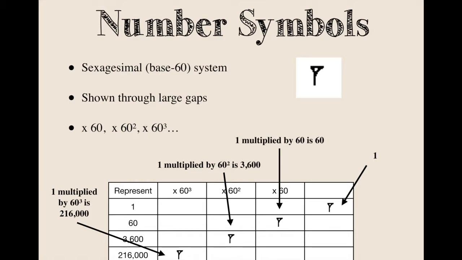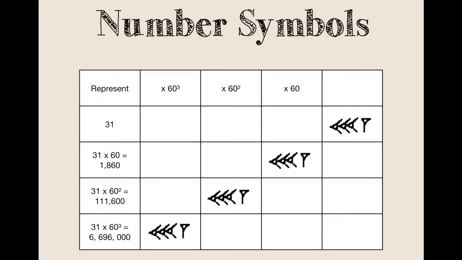So in this next graph right here, you will see the number 31 put into the different columns. For the first column, it's 31 times nothing, so that is obviously just 31. Then the second column would be times 60. So 31 times 60 is 1,860. Therefore, this would represent 1,860.